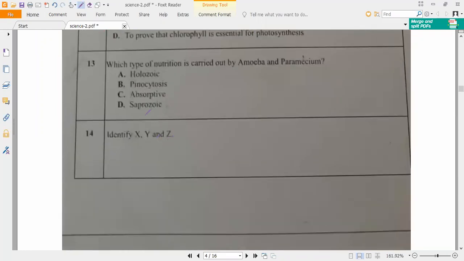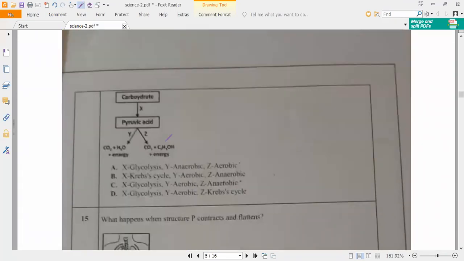Next question, answer fastly. Which type of nutrition is carried out by amoeba and paramecium? Holozoic nutrition. They are the examples of holozoic nutrition. Yes or no? Yes, sir. Next, identify X, Y, Z. Finish fastly. I want to finish section A at least.